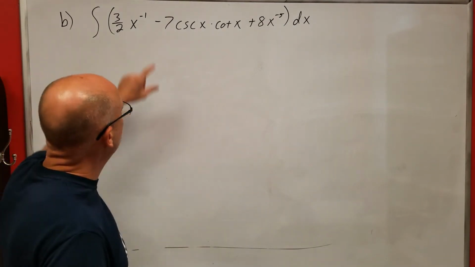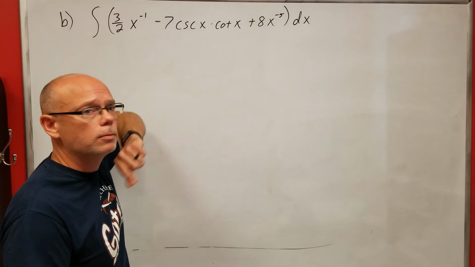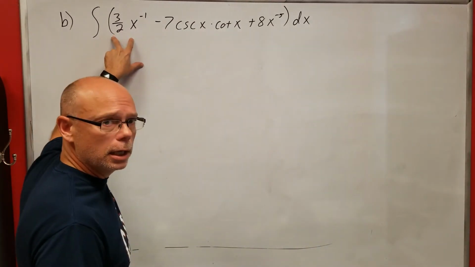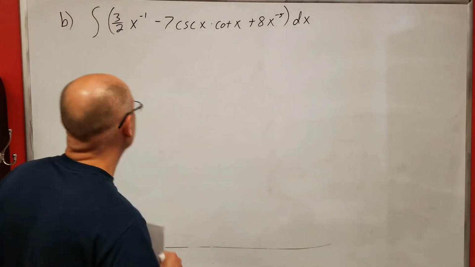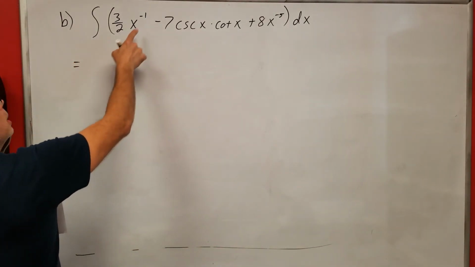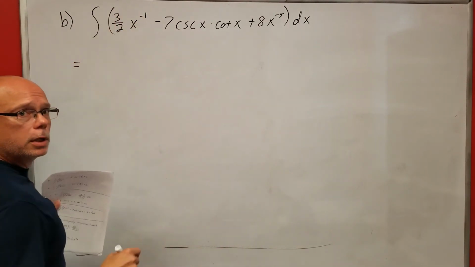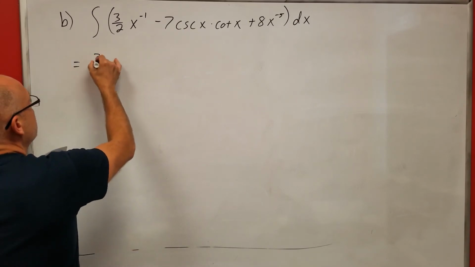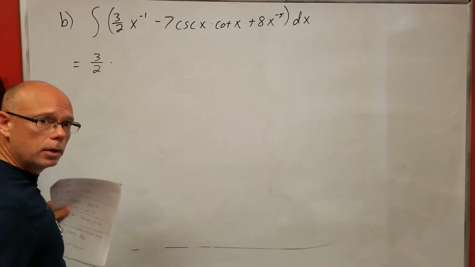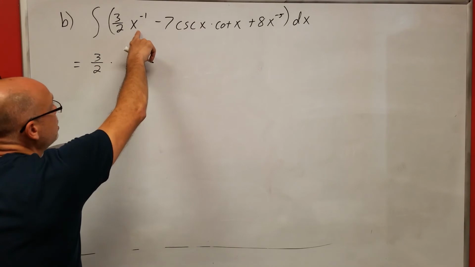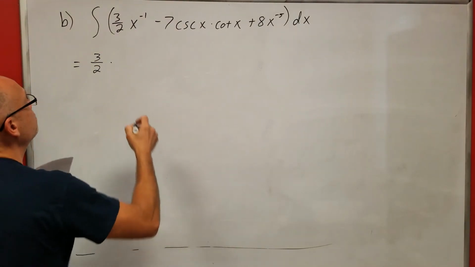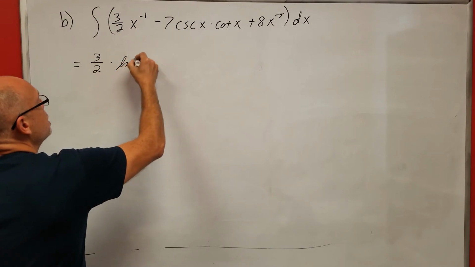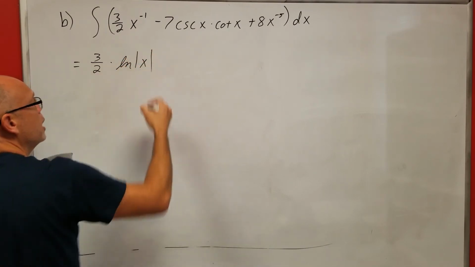So, I have subtraction, I have addition. What I'm going to do is take the antiderivative of this part, then this part, then that part, okay? So how do I take the antiderivative of this term? Well, I have a constant, so I'll pull that out to the front, right? Then I say, what's an antiderivative of x to the negative 1? Well, that's a special case, right? That we said was the natural log of the absolute value of x.